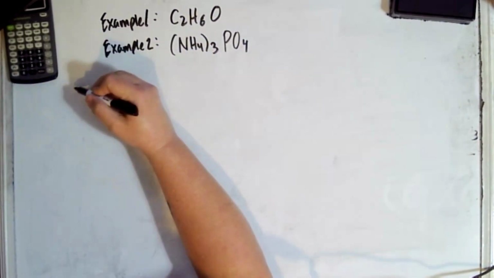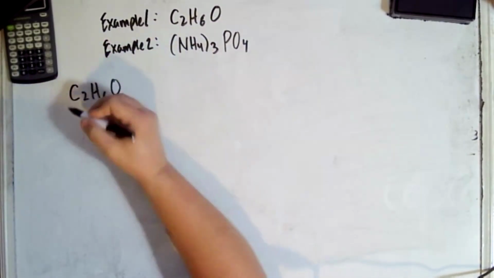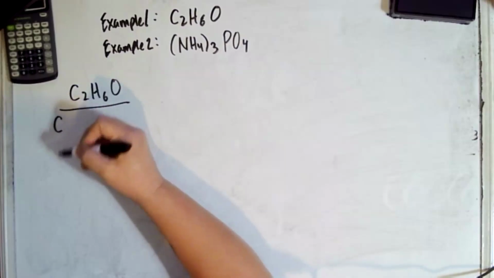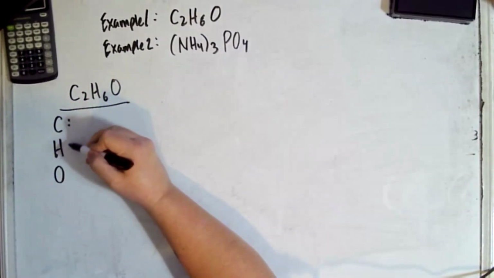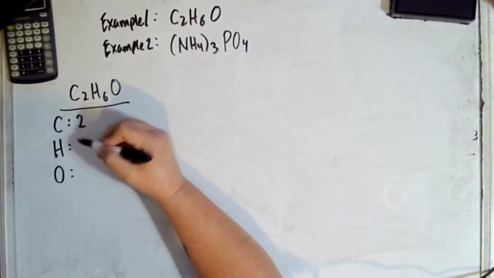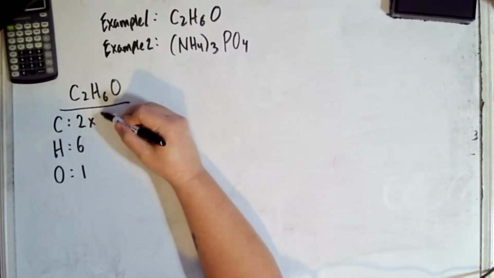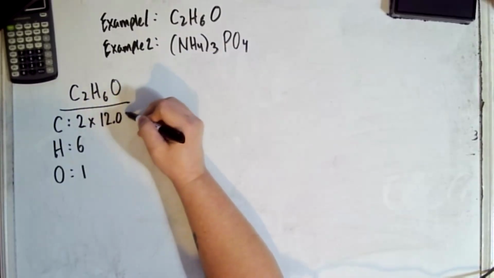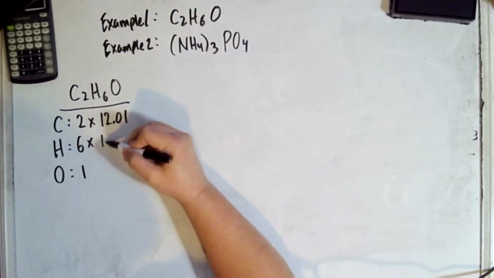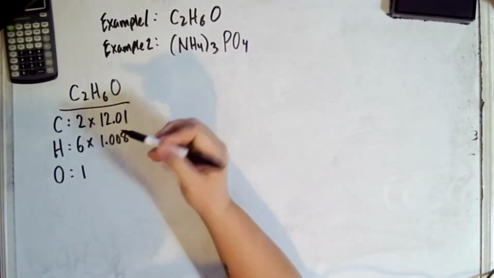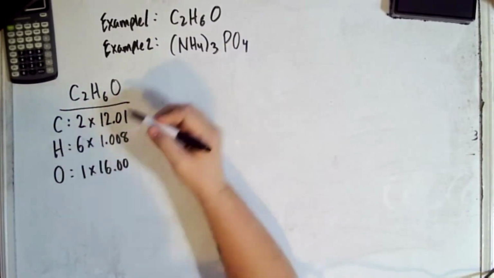So for starters, with our C2H6O, our compound is made of carbon, hydrogen, and oxygen. 2 carbons, 6 hydrogens, 1 oxygen. Then we go on our periodic table. The molar mass for carbon is 12.01. The mass for hydrogen is 1.008. Oxygen is 16.